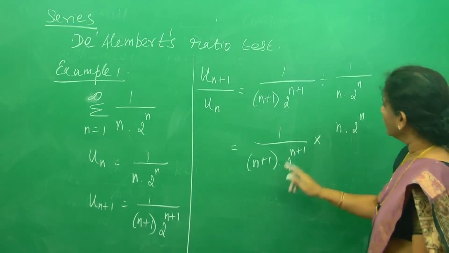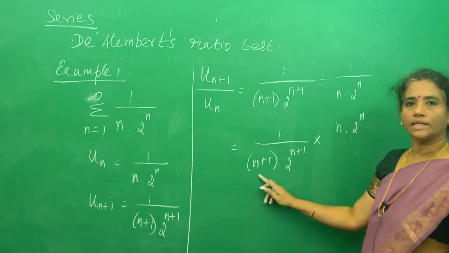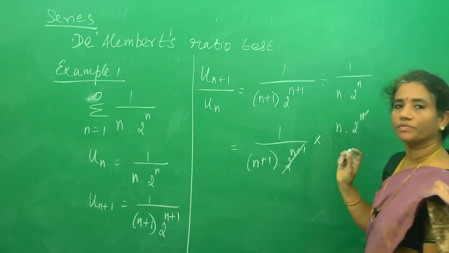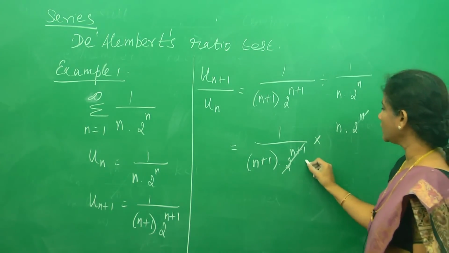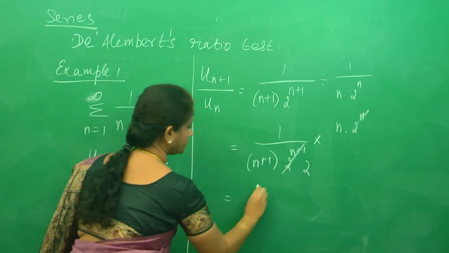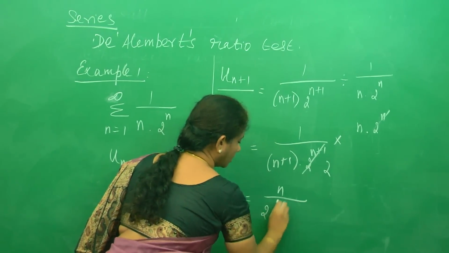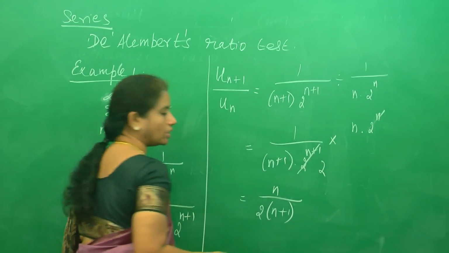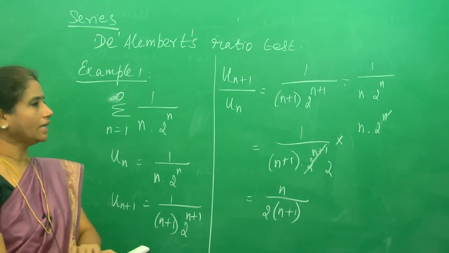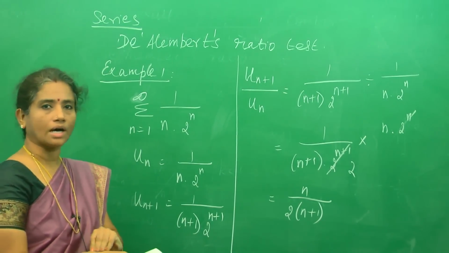Okay. Now this is n plus 1, nothing will cancel, but this is 2 to the power of n and this is 2 to the power of n plus 1. So 2 will be left out. So this is the same as n by 2 into n plus 1. So now I have written the nth term. My work now is to find the answer of this when n tends to infinity.